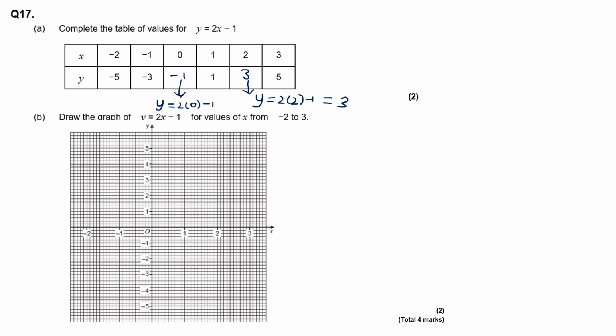So I need to then plot and sketch this. -2 and -5, -1 and -3, 0 and -1, 1 and 1, 2, 3, and 3, 5. Which means I'm just going to use my highlighter for this. My line is going to be going along here. And we draw a straight line.